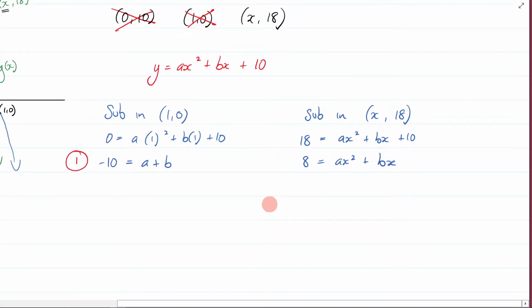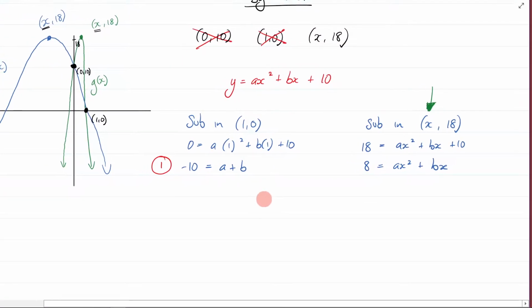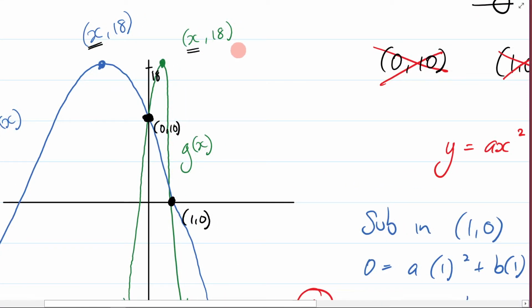Now, the issue here is you see how this is in terms of a and b, but this is in terms of a, b, and x. What I need to do, and this is the tricky part, I need to get rid of this x, or I need to replace it with something so I can have this all in terms of a and b. You might like to pause the video and think about what we could replace this x with. And it has to do with what the x means. Look over here. What is this x telling me about this and this?